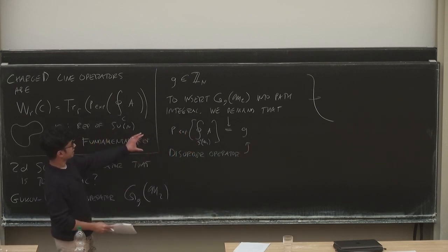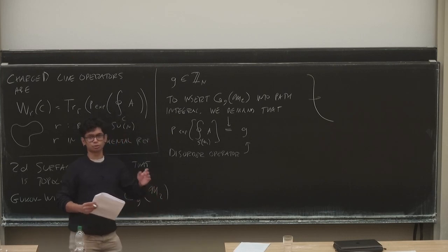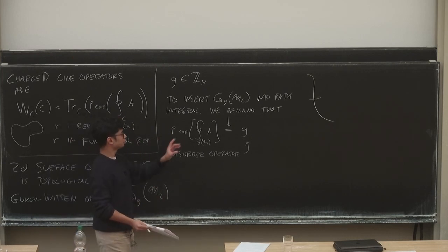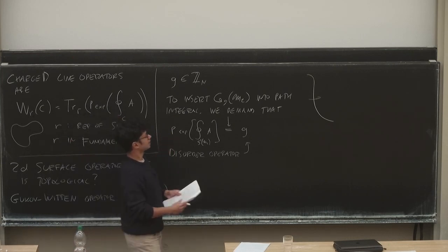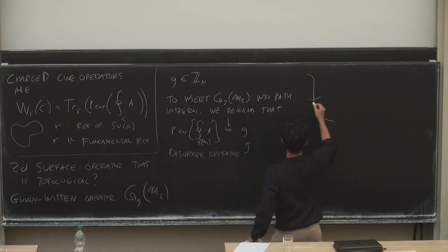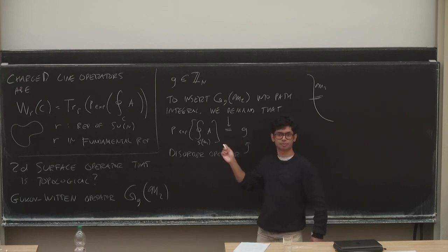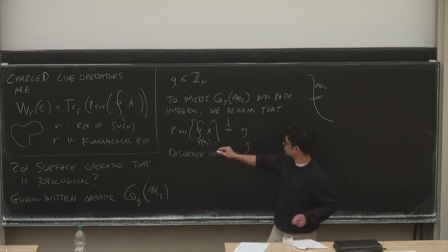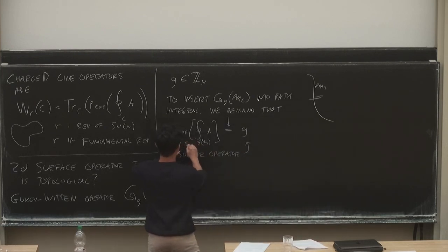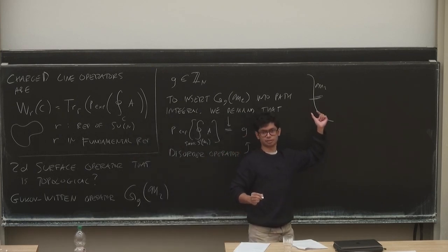So just to stress again, to insert this into the path integral, you do your path integral over all your fields, but you do them subject to the constraint that the integral of A around this surface is equal to g. Okay? And I should stress, actually, this is done over a small S1. Over an infinitesimal S1 surrounding this surface.